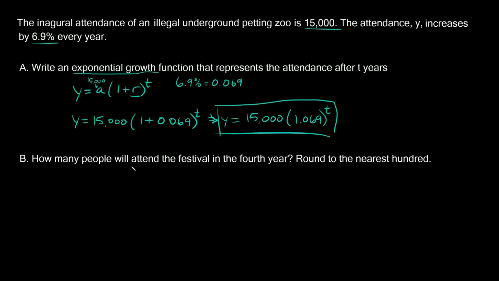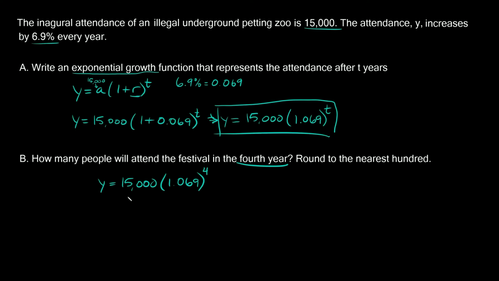So this says, how many people will attend the festival in the 4th year? Round to the nearest 100. Okay, so we're going to use the function that we just came up with, right? Y is equal to 15,000 times 1.069 raised to the t, but we have to plug in something for t now, okay? And the problem is asking us for the 4th year, okay? So remember, t, our time, is always in years. So if it's asking for the 4th year, we're just going to plug in a 4 right there, okay?